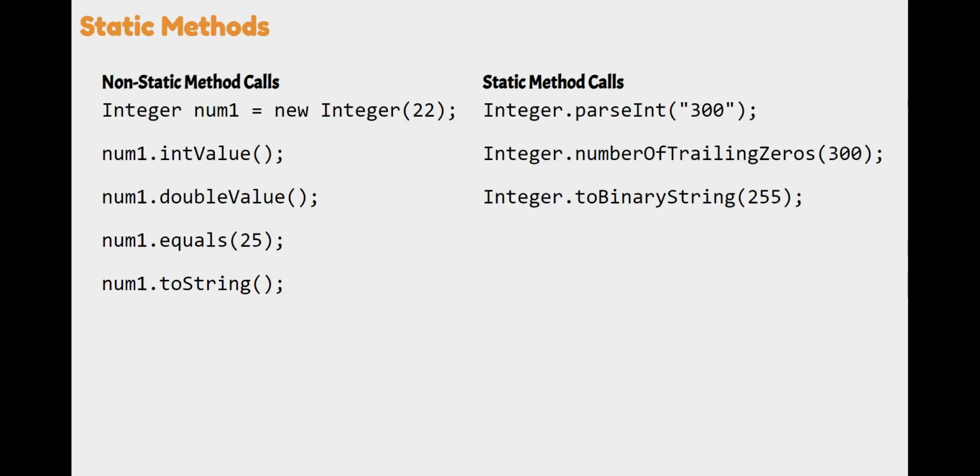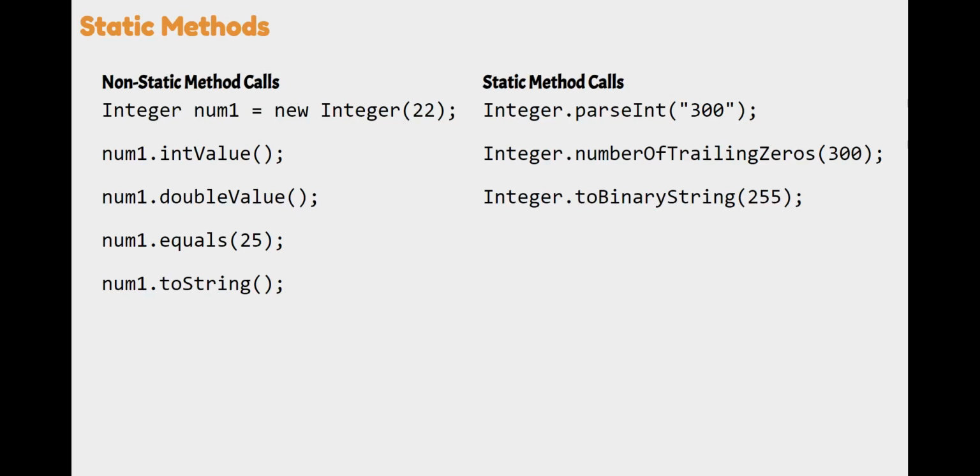In our second example, we have Integer.numberOfTrailingZeros, and we are passing in the int literal of 300. Again, we are giving it all of the information that it needs, and it will give us back all of the information that we need. This will evaluate to the integer literal 2 because there are 2 zeros at the end of our number. Finally, Integer.toBinaryString, we are passing in the value of 255. This will evaluate to 8 ones.